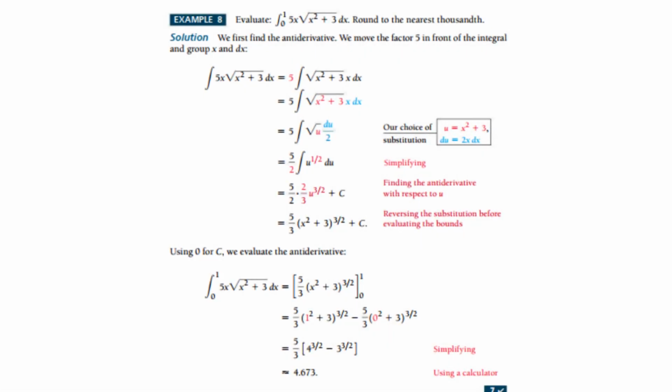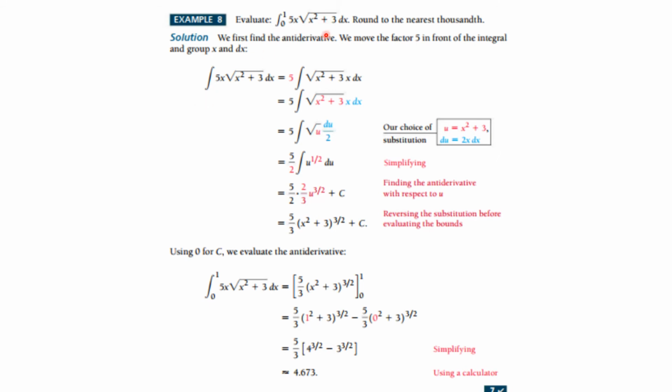And example 8 is different because we're actually doing a definite integral. So whereas we were always getting families of functions before, the answer to this problem is going to be a number. And the example says round to the nearest thousandth. Okay, so let's just get started on this, but I'm going to tell you at the outset the answer is going to be a number, and you must be mindful of your limits, and we'll talk about that.